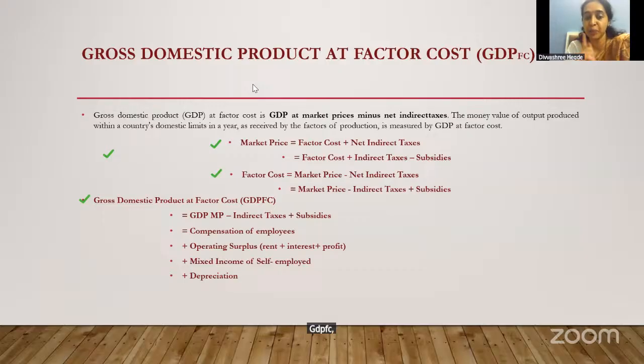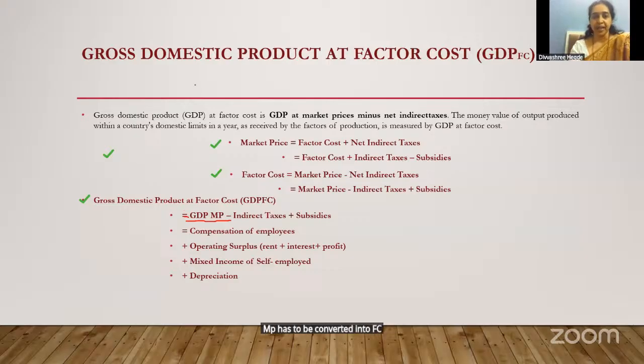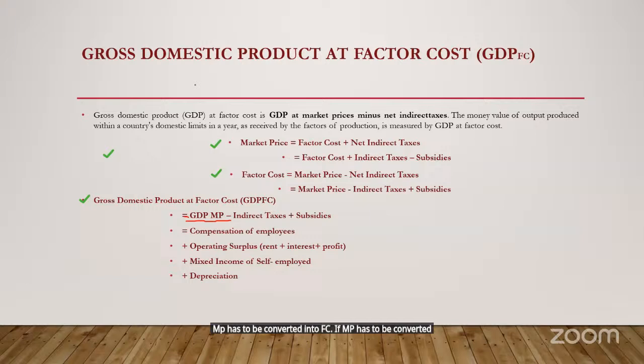GDPFC, gross domestic product at factor cost. How do you arrive at GDP-FC from GDP-MP? GDP is common. Only thing is that MP has to be converted into FC. If MP has to be converted into FC, what do you have to do? Less net indirect taxes. Minus net indirect taxes, or minus indirect taxes plus subsidies. Am I clear to you?